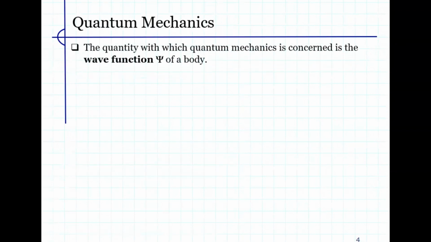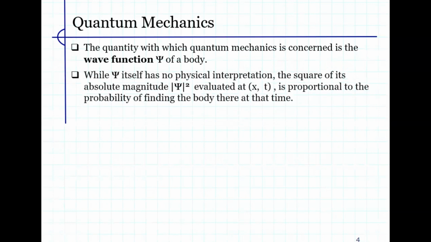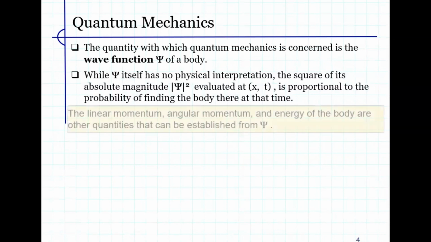So quantum mechanics has a main quantity which is concerned with the microscopic particles, and it is described through a wave function psi. Psi itself has no physical interpretation. The square of its absolute magnitude, psi absolute squared evaluated at x and t, is proportional to the probability of finding a particle or a body at position x at certain time t.